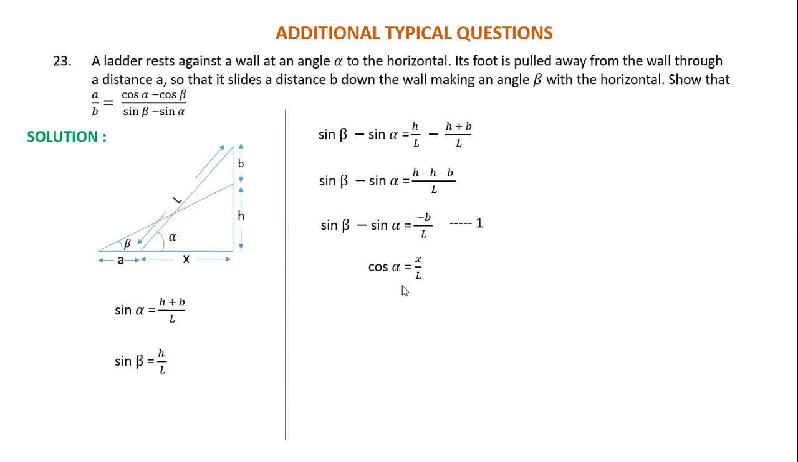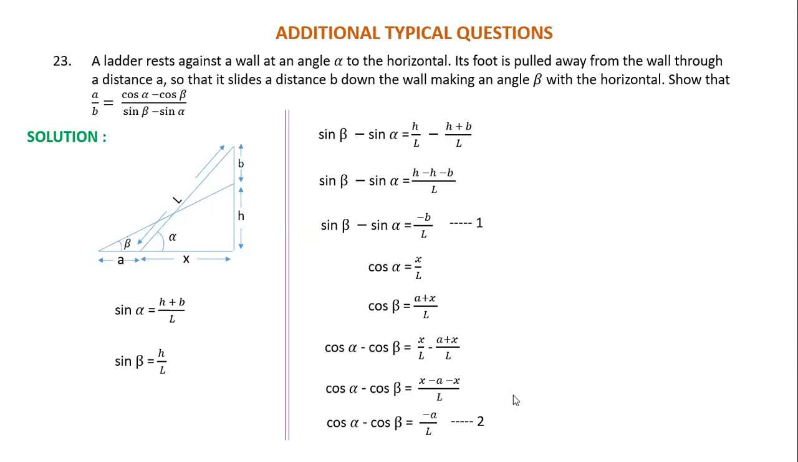Now calculate cos alpha. Cos alpha is equal to x upon L. Cos beta is equal to a plus x upon L. Now we want cos alpha minus cos beta. So cos alpha minus cos beta is equal to x upon L minus a plus x upon L. Again LCM, it is x minus a minus x upon L. X cancels. Cos alpha minus cos beta is minus a upon L. That is your second equation.